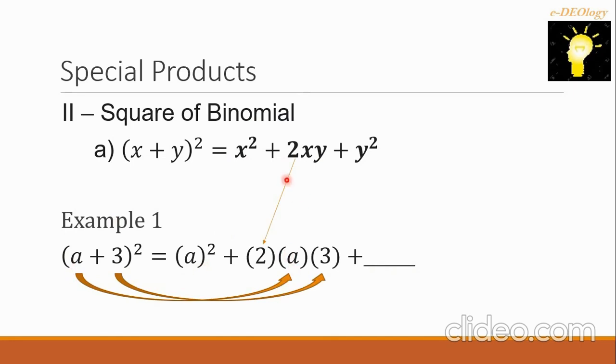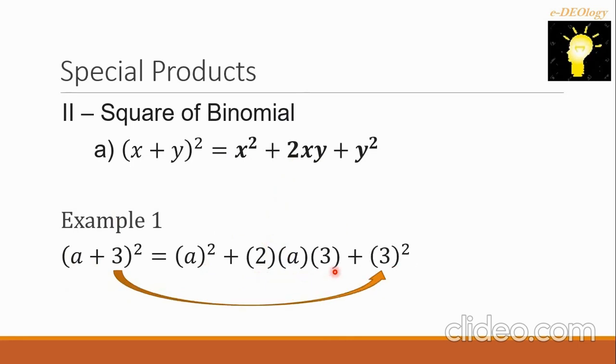The middle term, the a and the 3 are multiplied here with the constant 2. We will not forget the 2, and that is for the middle term. And the last blank is for the 3 to be squared here.